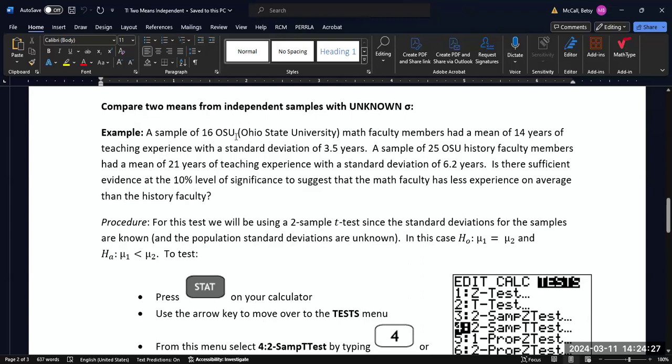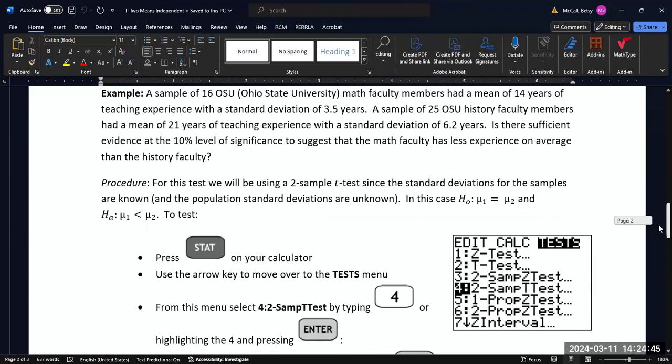So here we have a sample of 16 OSU math faculty members who had a mean of 14 years of teaching experience with a standard deviation of 3.5 years. A sample of 25 OSU history faculty members had a mean of 21 years with a standard deviation of 6.2 years. Is there sufficient evidence at the 10% level of significance to suggest that the math faculty has less experience on average than the history faculty?